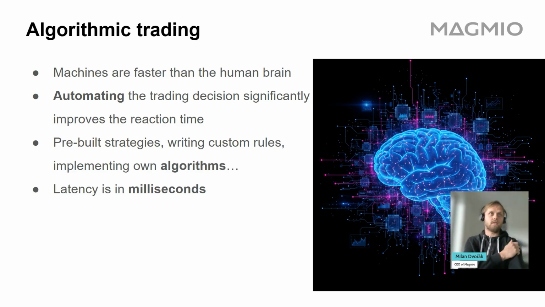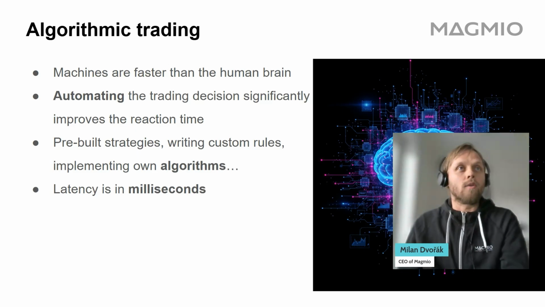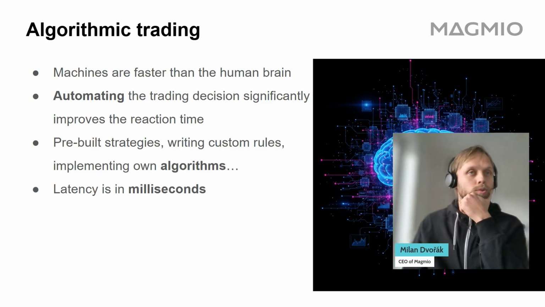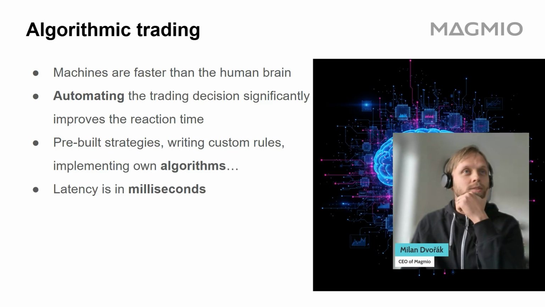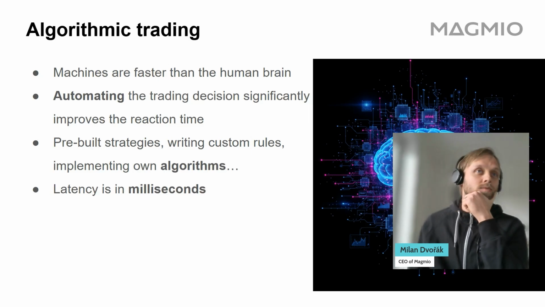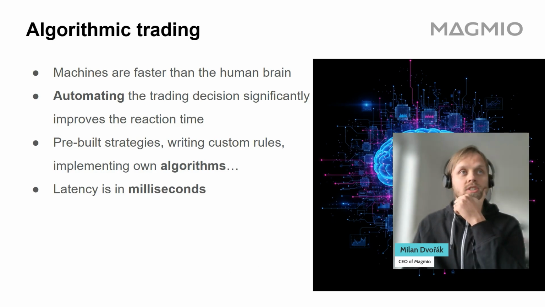And there are various ways to do that. You can use existing trade bots with pre-built strategies. There are different platforms and solutions that allow you to write custom rules, or you can implement your own algorithms. So different ways to get automated and to implement algorithms and trading strategies. This should get you from seconds to milliseconds, as the first step on a journey to lower latency.